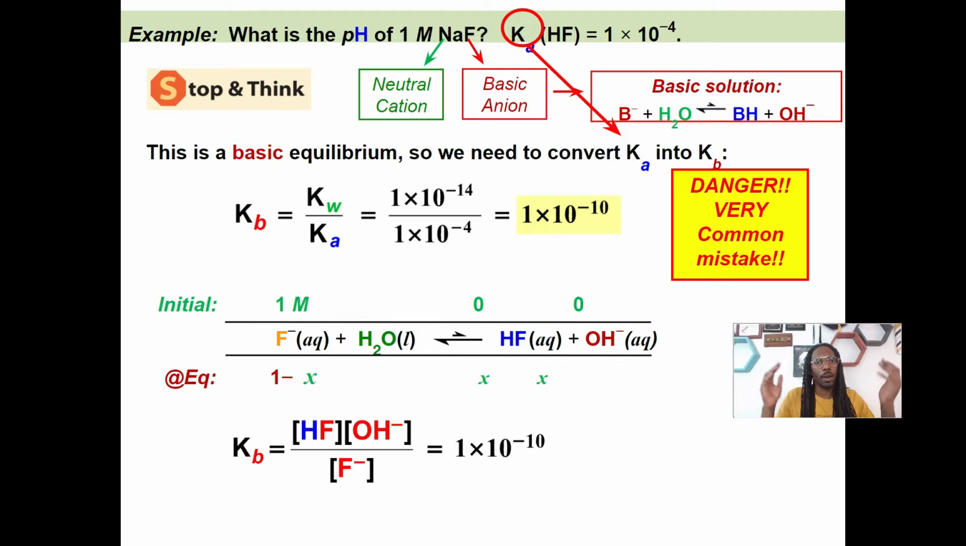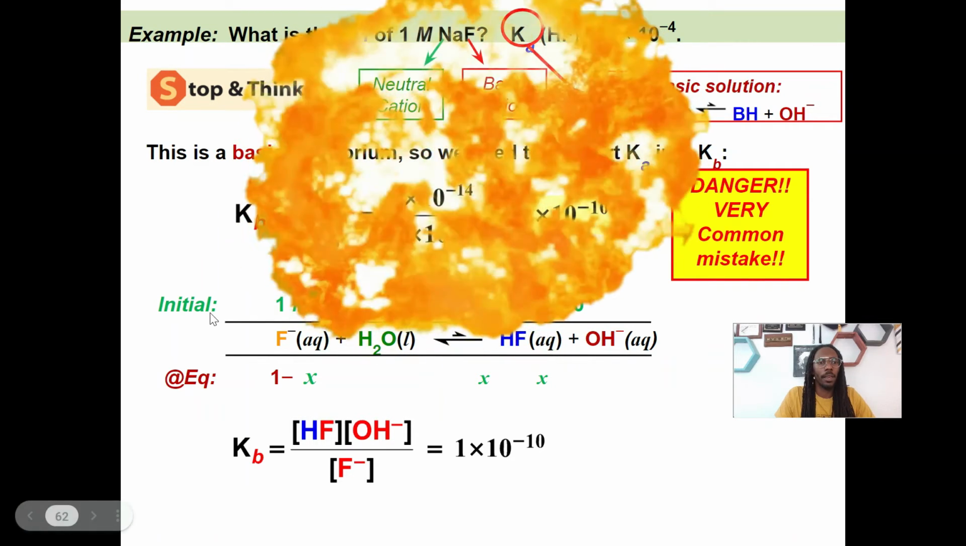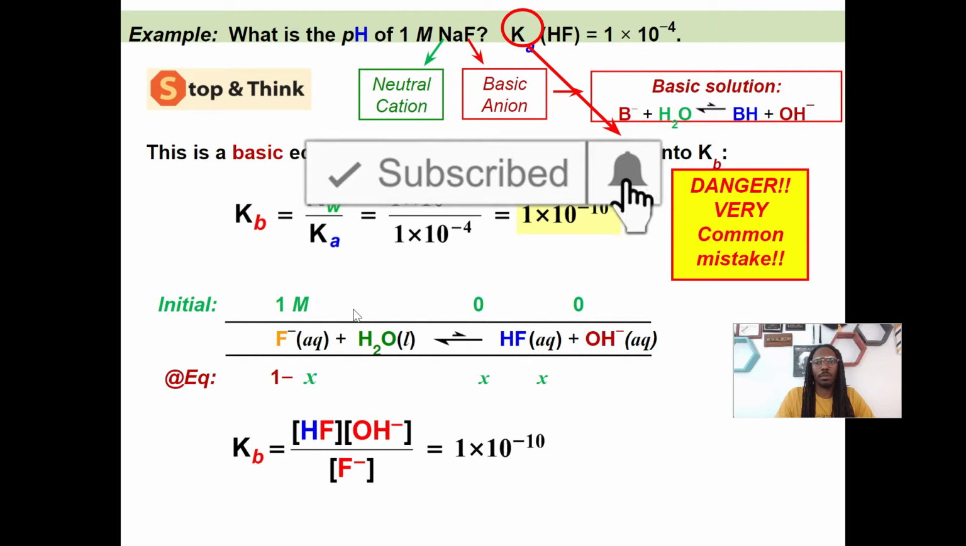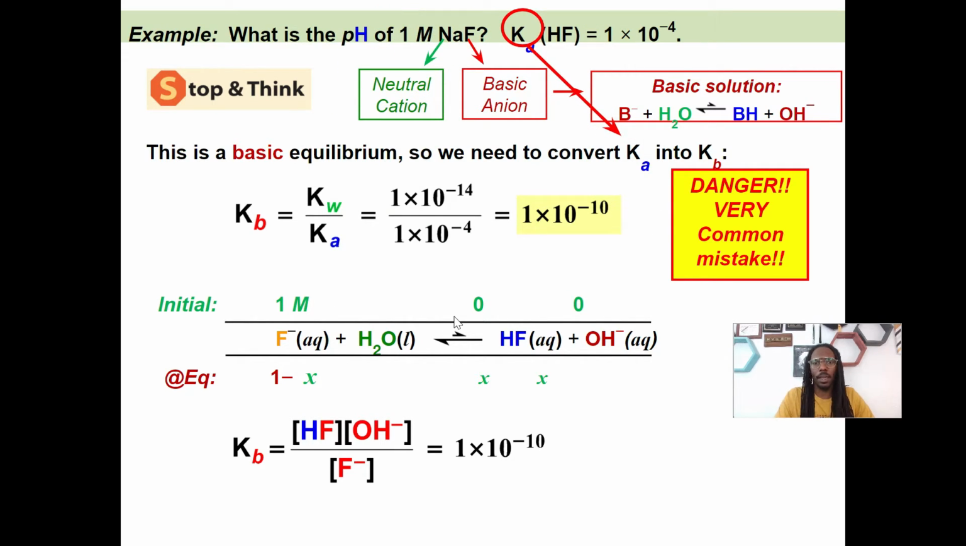Now, we're still talking about equilibrium, so we've got to do our ICE chart. At this point, this should be like second nature, right? We've got our initial, 1 molar. In this case, we're producing, so we're going towards the right, 0, 0. And then we set up our equation. We're going to do 1 minus x, because we're losing, and then we're producing x. So once we do our products over reactants, HF times OH over F minus, we're going to set that equal to our Kb.